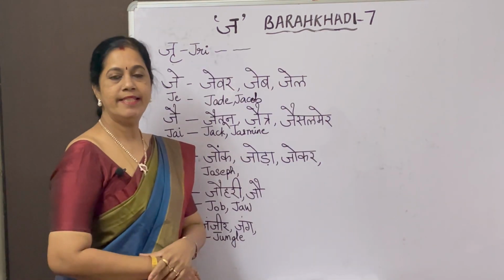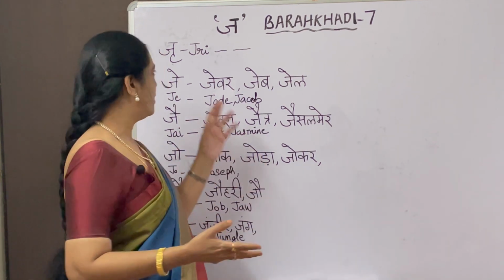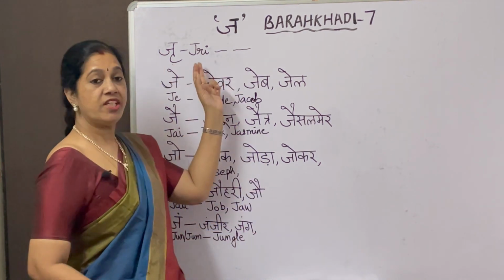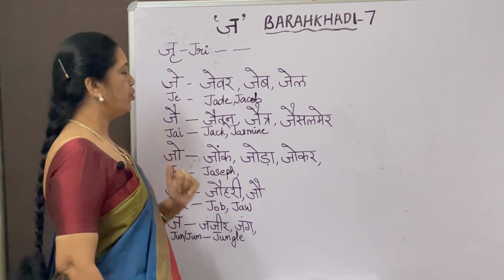Our next letter is Jri. Okay, Jri. But we don't have any words for it. So I've not given anything. But the pronunciation is Jri. Okay, J-R-I, Jri. Let us go to the next one.